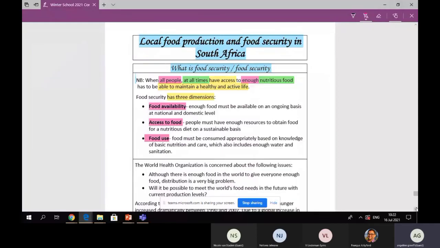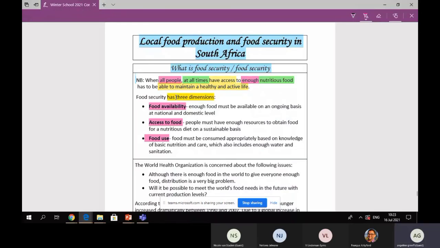Okay, so first of all, you need to know what food security is. Okay, so to understand it, right, you need to know the definition. It says when all people, okay, when we have a look at the definition, this is important, at all times have access to enough nutritious food to enable them to maintain a healthy and active life. So these are all the different aspects of the definition that you want to remember, okay? So that you have an idea of what is food security. It basically means that in an area, in a country, the people always have access to enough nutritious food that's going to enable them to lead a healthy and active life. So that is basically what food security is.